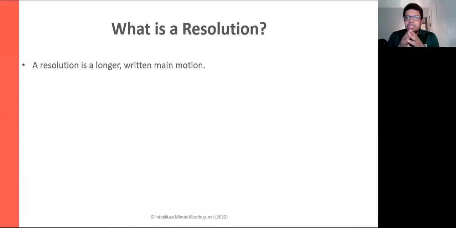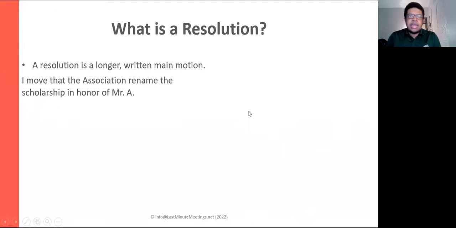And so essentially a resolution is basically a longer written motion. We'll go into that and you'll see what I mean by a longer written main motion. For example, let's say you're in an association, right? And at your business meeting, you can make your motion: I move that the association rename the scholarship to honor Mr. A. And that motion could pass, and congratulations, the scholarship is named after Mr. A. And you did it, right?